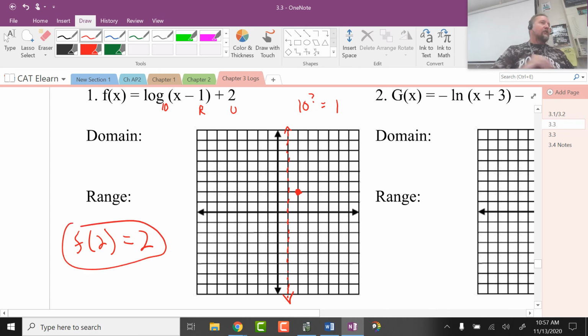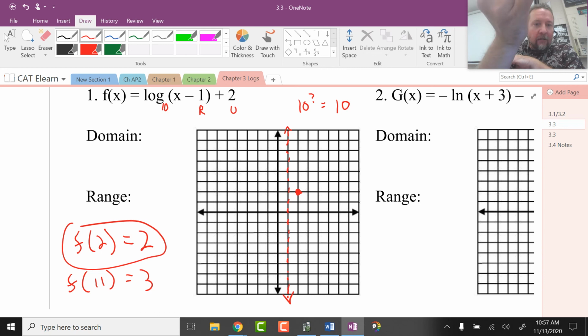Also, I love asking these questions because all you have to do is plug in. I'm going to annoy you with one more question: f of 11. What's 11 minus 1? Log base 10 of 10. 10 to what power equals 10? 1 plus 2 equals what? That's the evaluation of f of 11. When I plug in 11, I get log base 10 of 10, which is 1. 1 plus 2 is 3. So 11, which is way out, this is 8, 9, 10, 11 comma 3.